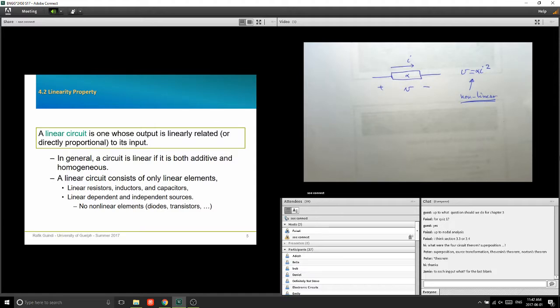A linear circuit consists of only linear elements. So you're not going to ask yourself every time, oh, is my circuit linear? If you find that all the elements are linear elements, then your circuit is going to be linear. And linear elements are resistors, inductors, and capacitors, dependent and independent sources. Okay? And you shouldn't have diodes or transistors in a circuit because these are nonlinear elements. So we're safe. Everything we're going to see in this course is going to be linear circuits.